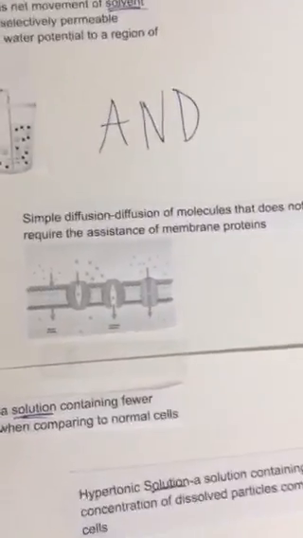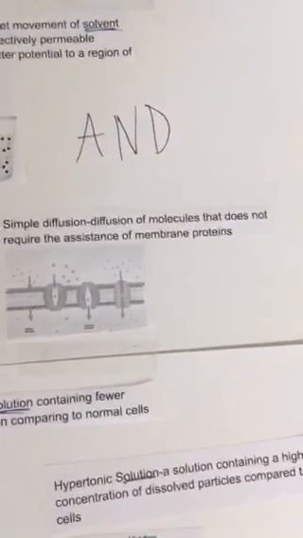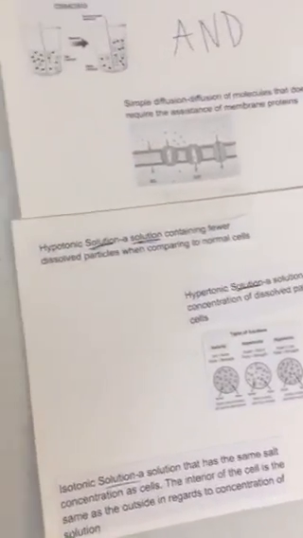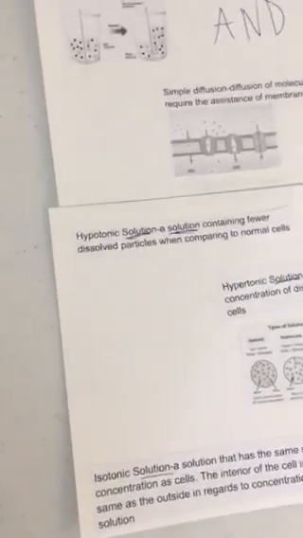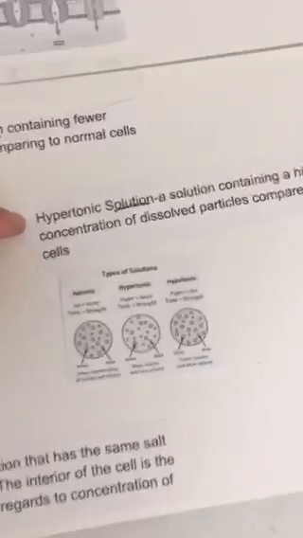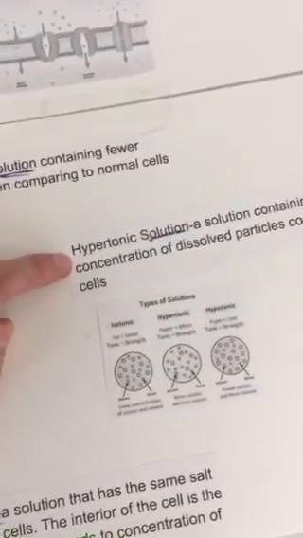And then we have simple diffusion, which is diffusion of a molecule that does not require assistance of membrane proteins. Solutions used in this process are hypotonic solution, which is a solution containing fewer dissolved particles when compared to normal cells. Hypertonic solution is a solution containing a higher concentration of dissolved particles compared to normal cells.